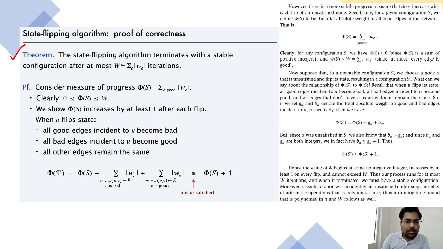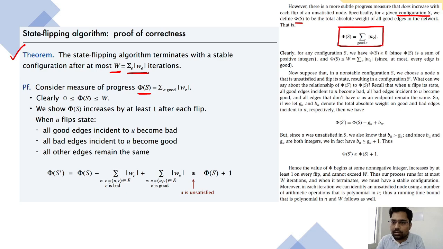The theorem says a state flipping algorithm terminates at a stable configuration, at most this one, with the edges we are having; W represents the maximum, at least that one we can be iterating. Okay, so how do we prove this? This phi is basically a configuration which we got. It's a good configuration, a satisfiable configuration for us, which sets all the edges to be good.